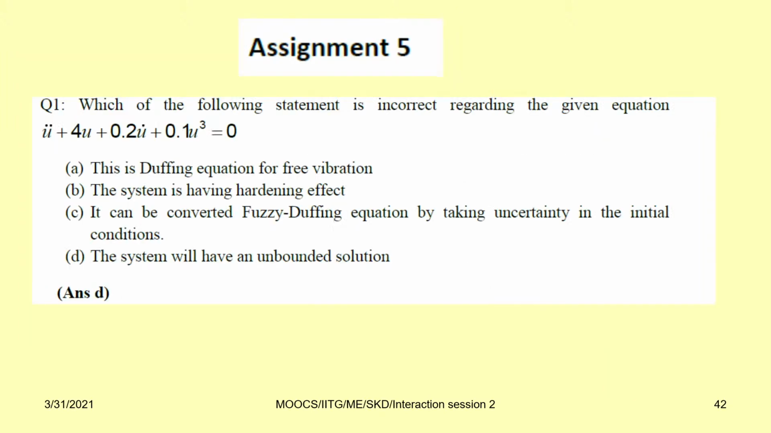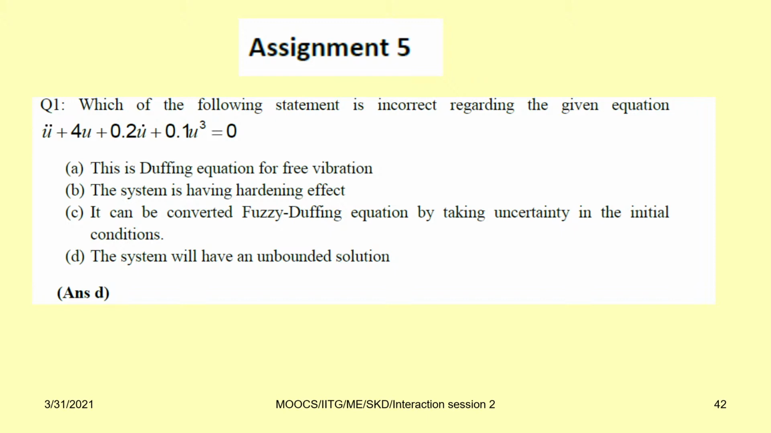Okay, next. Let us see this assignment number 5. Which of the following statements is incorrect regarding the given equation: u double dot plus 4u plus 0.2 u dot plus 0.1 u cube equal to 0? Clearly, this is a Duffing equation for free vibration. I hope you know that this is a Duffing equation, so there is no ambiguity here.